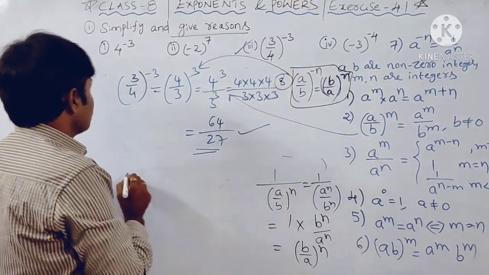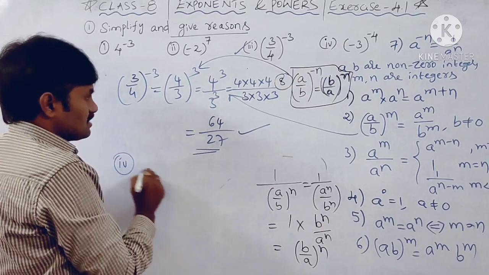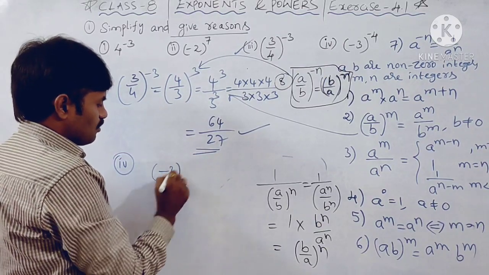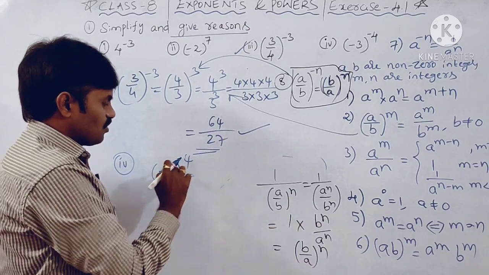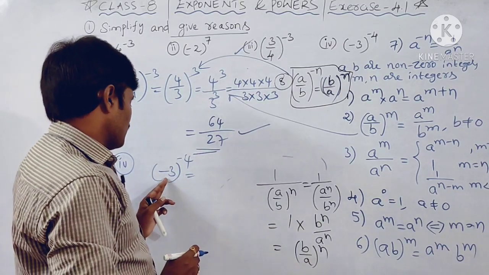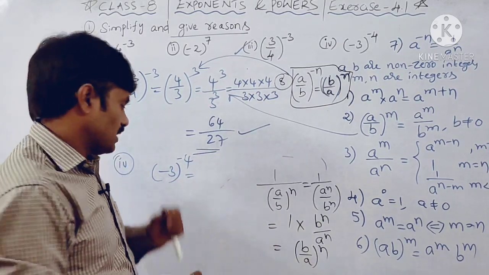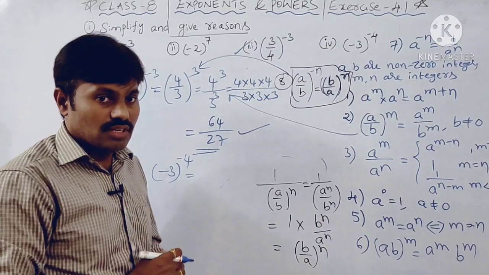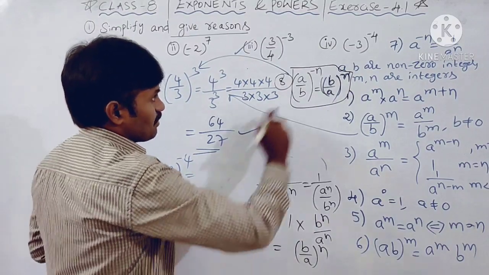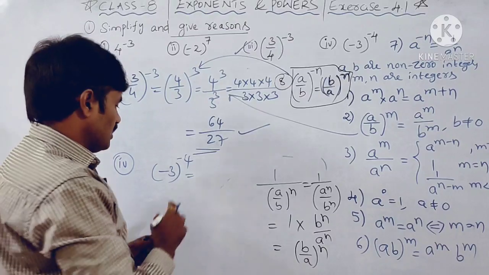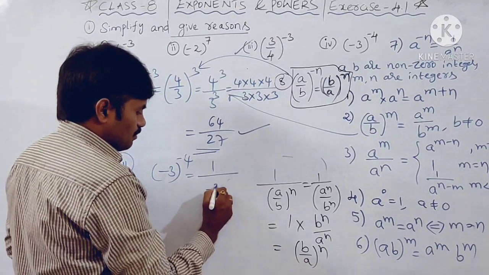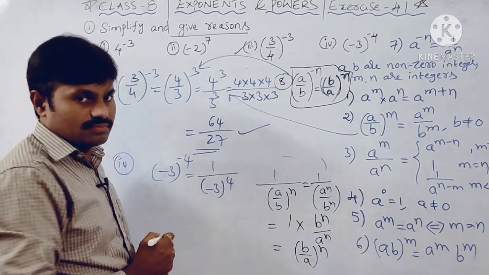Now the next one, the fourth one. That is (-3) to the power of minus 4. Here the exponent is minus 4, with base minus 3. This can be expressed the same way as the seventh one. So it can be written as 1 by (-3) to the power of plus 4.